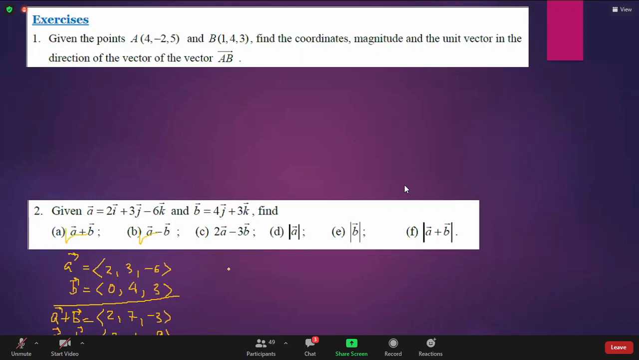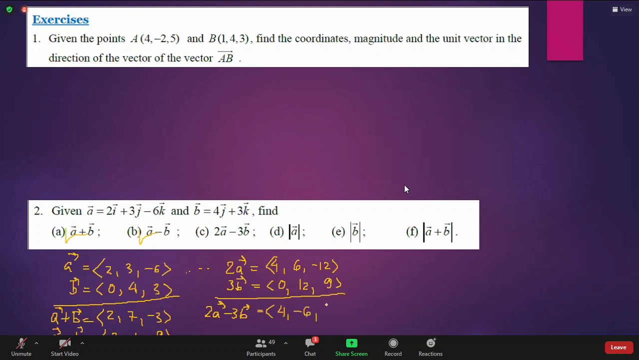2A minus 3B. I will write vector 2A: 4, 6, minus 12. I was just looking at the vector A and doubling the coordinates. Now vector 3B is 0, 4 times 3 is 12, 3 times 3 is 9, and now I have to subtract. So 2A minus 3B: 4 minus 0 is 4, 6 minus 12 is minus 6, minus 12 minus 9 is minus 21.